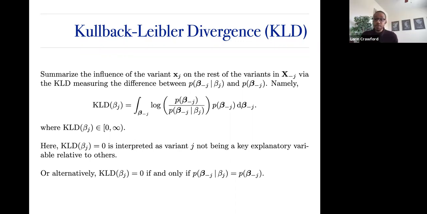Here, the KL divergence being 0 can be interpreted as that variant, J, not being a key explanatory variable relative to the others, right? In other words, the KL divergence is only going to be 0 if and only if those two distributions are the same.